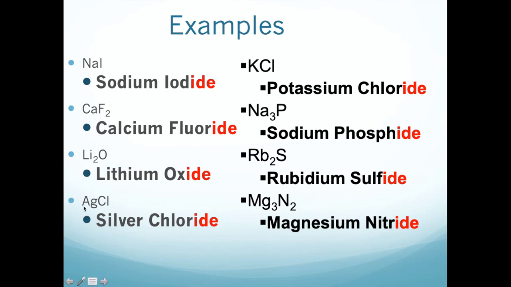Quick note here, Ag is silver, and again, even though silver is a transition metal, silver and zinc are those transition metals that have fixed charges. So notice that we just call this silver chloride, because AgCl is the only combination of a silver ion with a chloride ion.